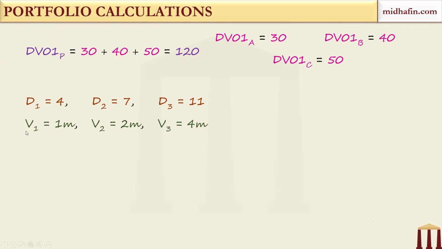Let's say the amounts invested in assets 1, 2, and 3 are 1, 2, and 4 million. I can find the weights. It will be 1 over 7, 2 over 7, and 4 over 7. Then I take the weighted average. It gives me the duration of the portfolio as 8.85%. So roughly I can say that if the interest rate changes by 1%, my portfolio value will change by 8.85%. That's the interpretation.